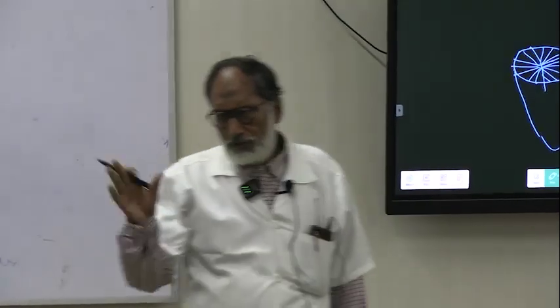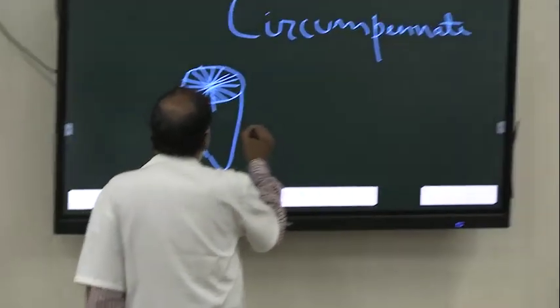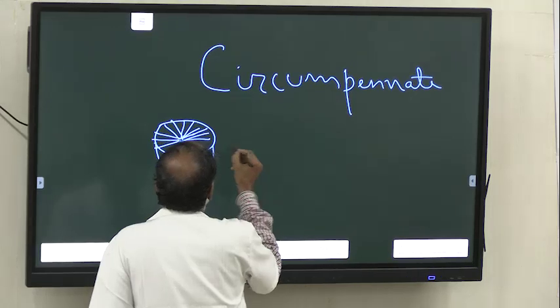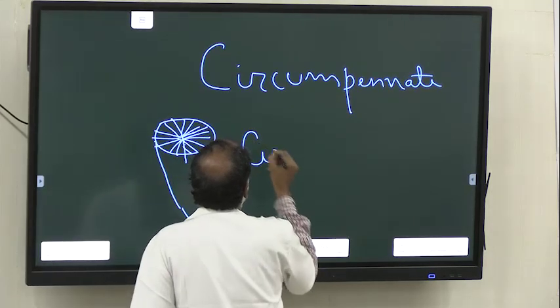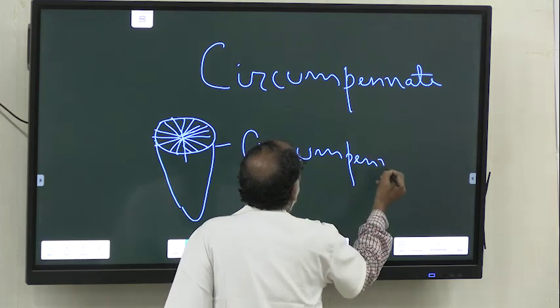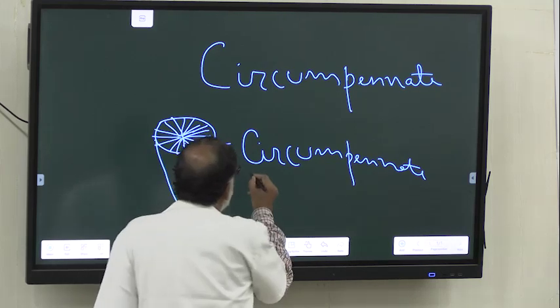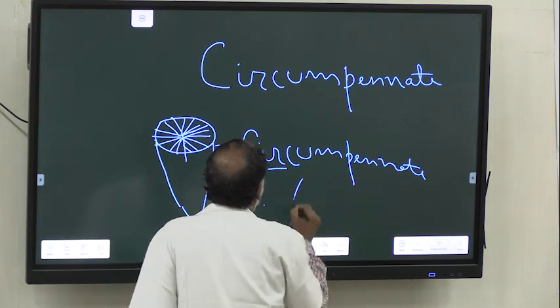It is found in tibialis anterior. You will find it in lower limb dissection. Tibialis anterior muscle. Circumpennate or multipennate? Circumpennate, not multipennate.